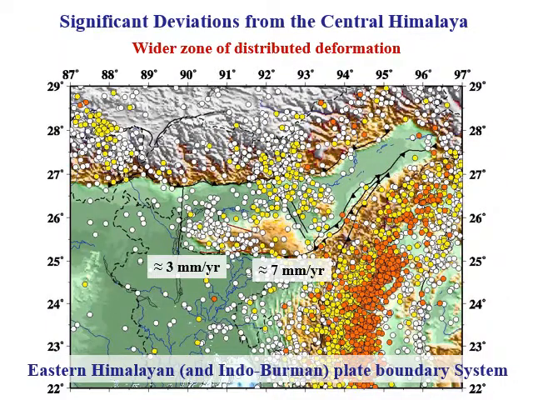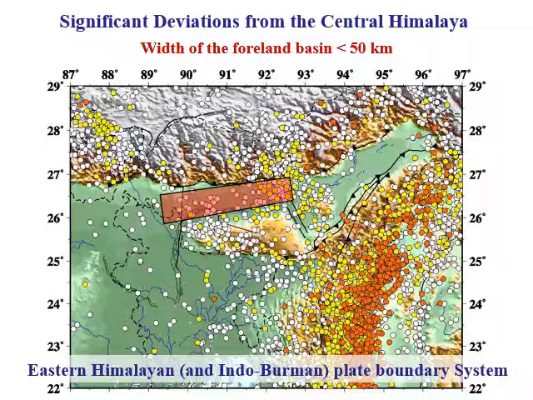Now let me quickly tell you why the Eastern Himalayan plate boundary system is different from the Central Himalayas, or in other words, what are the significant deviations. The first one that we have already seen is that this is a region of wider zone of distributed deformation, which you can see from the earthquakes, and also from the elevated Shillong Plateau, the southern boundary of which actually has a convergence which increases from the west to the east, known from recent GPS geodetic measurements.